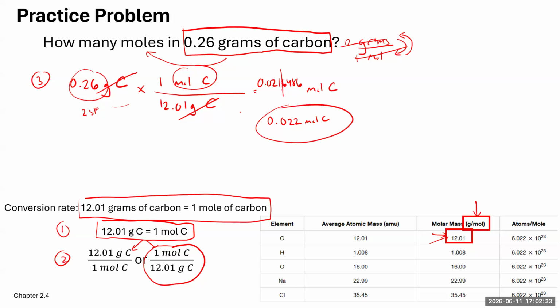Find the conversion rate unit. In this case, the conversion rate was actually on the periodic table. And write it as fractions. This actually started as a fraction: 12.01 grams of carbon per 1 mole of carbon. But you could just flip that around and have your second fraction, right? All right, let's try another one.